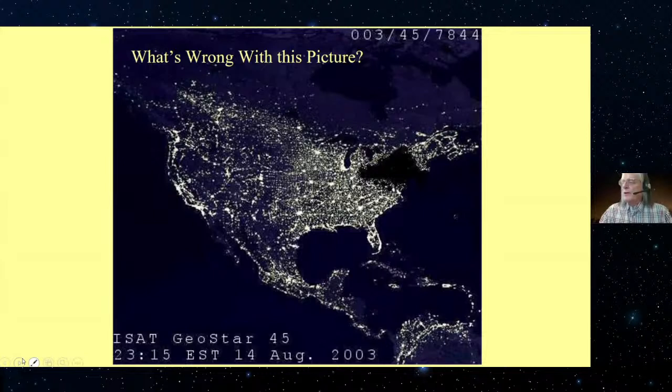So what's wrong with this picture? This is a picture from August 2003. If you look carefully at it, you'll notice there's a chunk of light missing. This was a power failure where one utility went down, and because most of the nation is interconnected on power, it dragged down, through breakers and equipment, a large area in the Northeast.